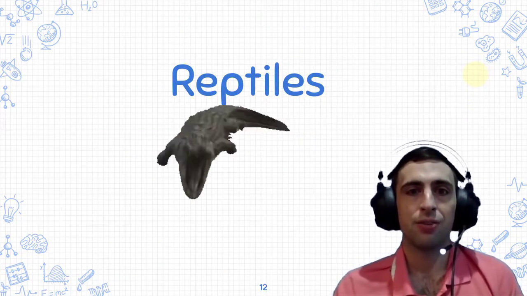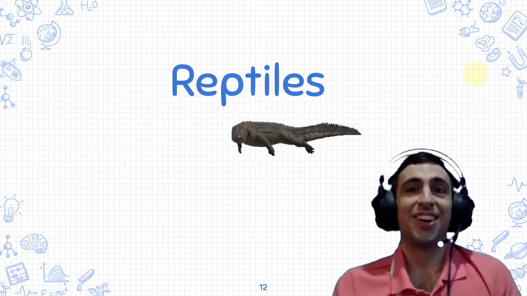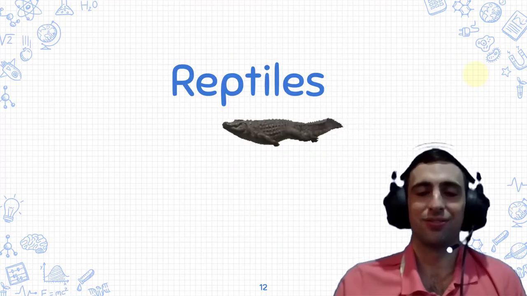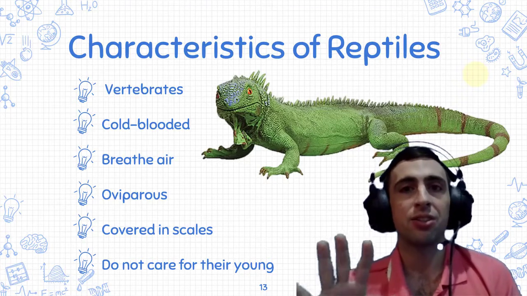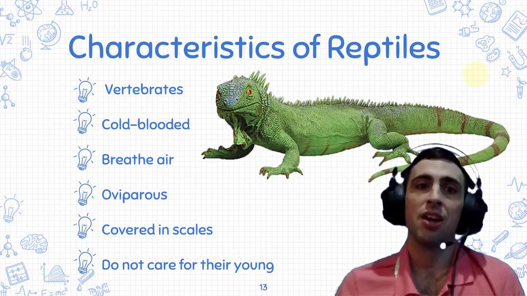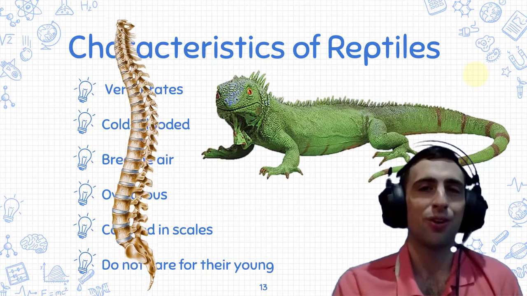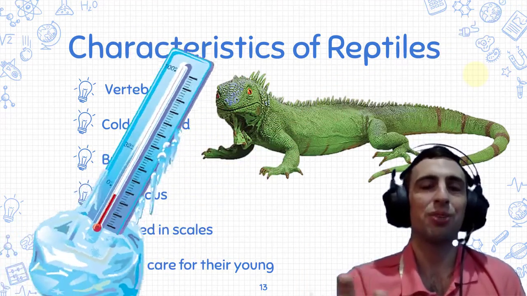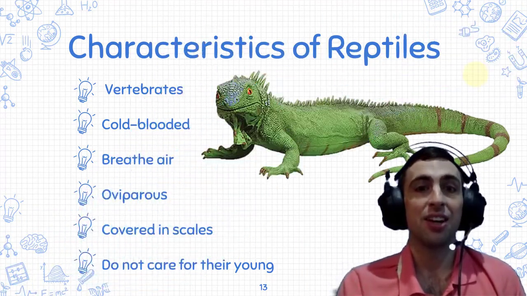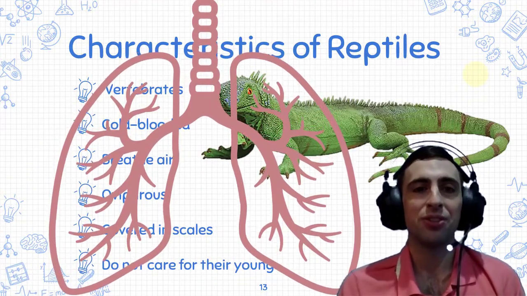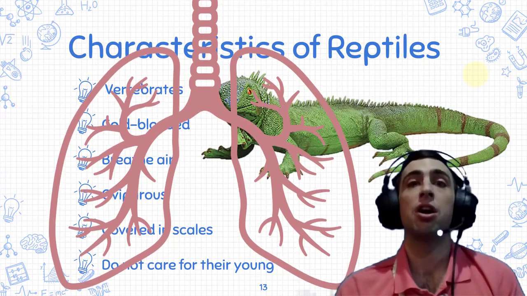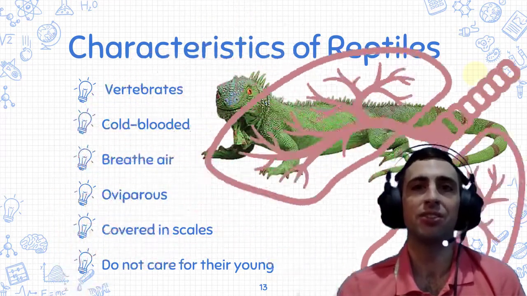Our next kind of vertebrate is reptiles. Reptiles. What are the 5 characteristics of reptiles? They are vertebrates, we know that already. Cold-blooded, we know that already. They breathe air, just like mammals, right? They have lungs, they do not have gills.